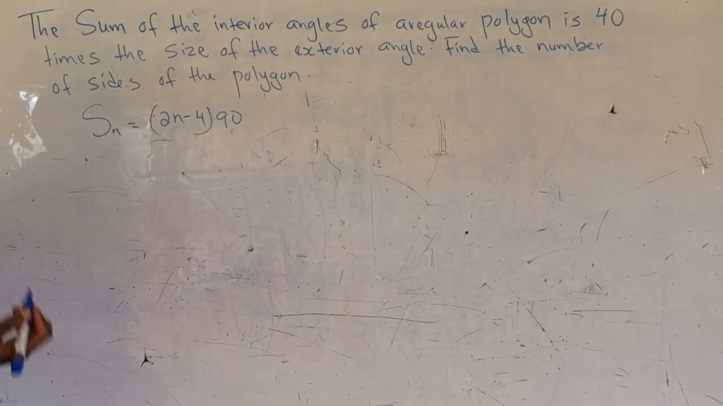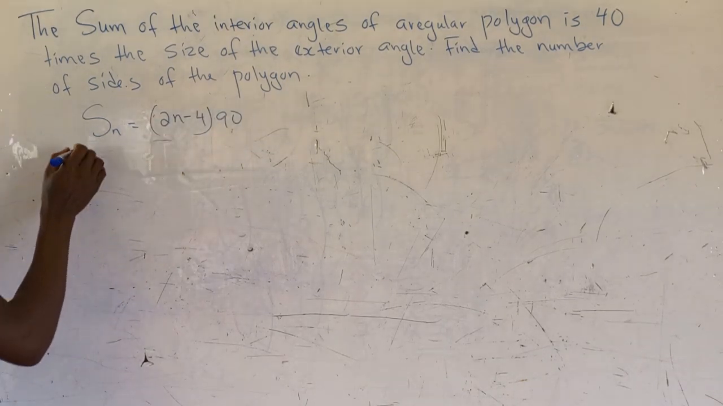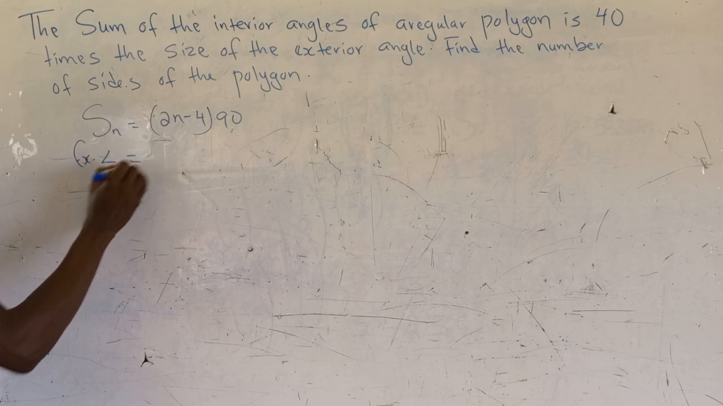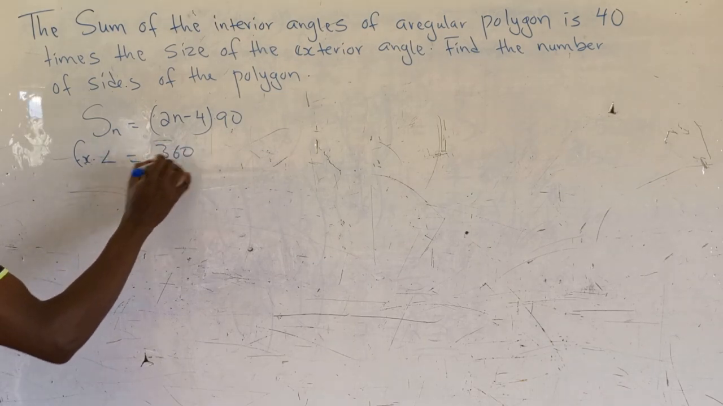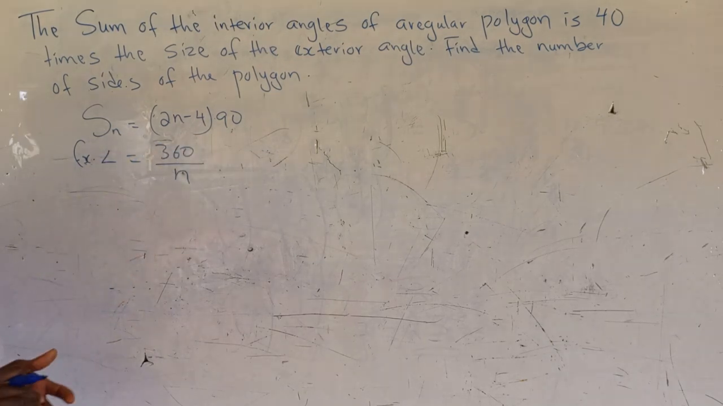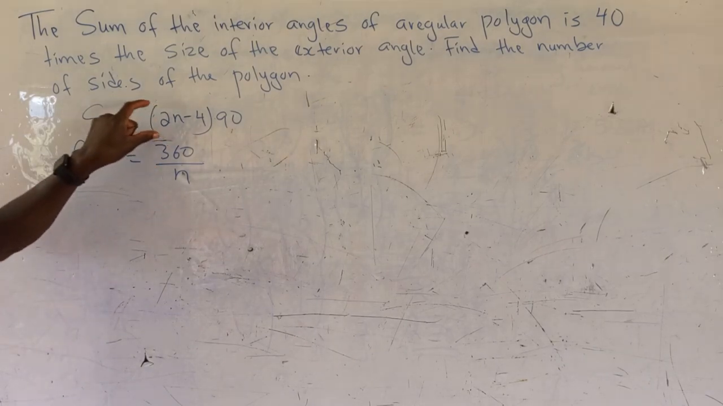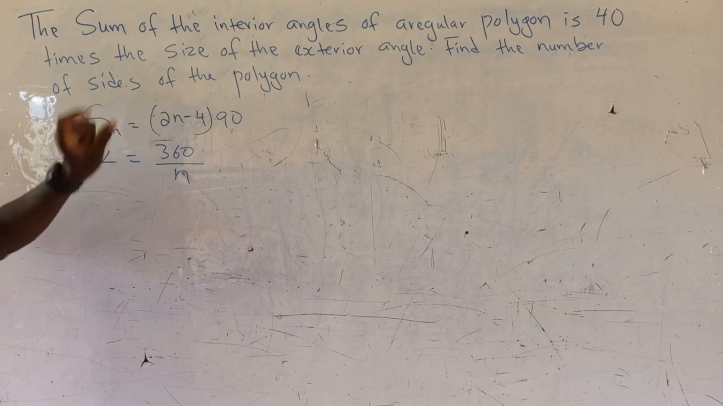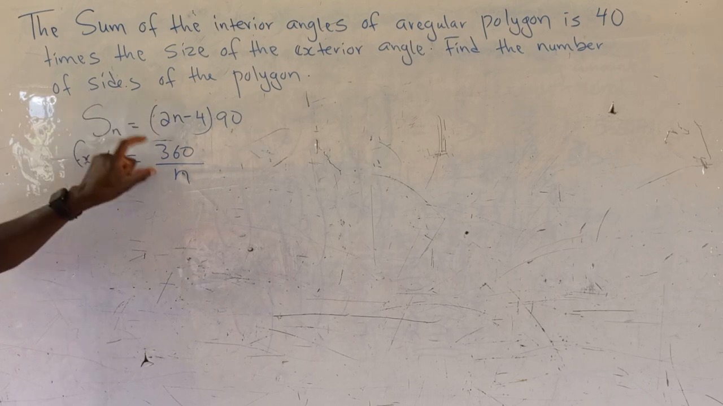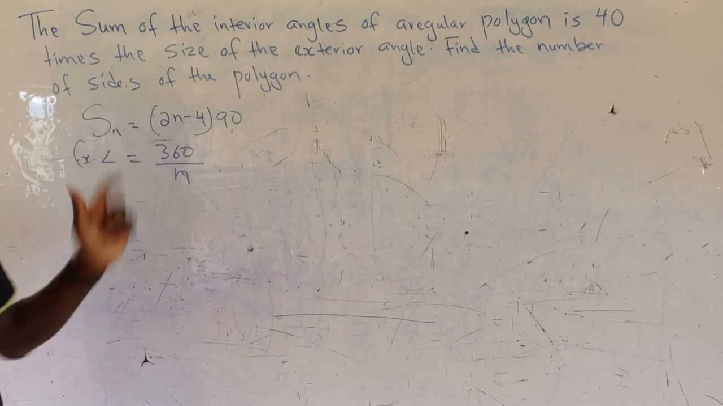And if you want to get the exterior angle of an n-sided polygon, the exterior angle will be 360 divided by n. So I'm being told that the sum of the interior angles is 40 times the exterior angle. So if I want to equate these two, I just multiply the exterior angle by 40.